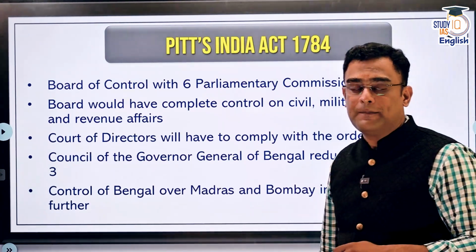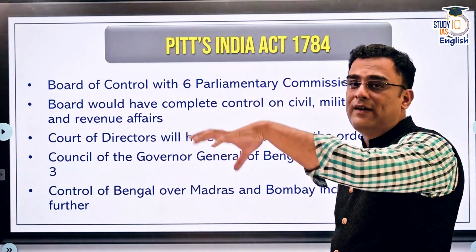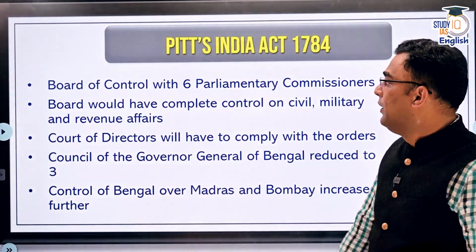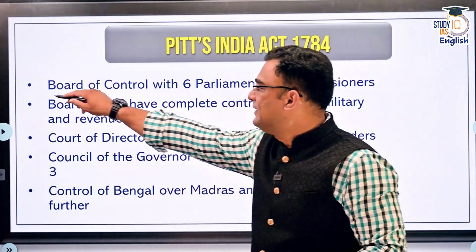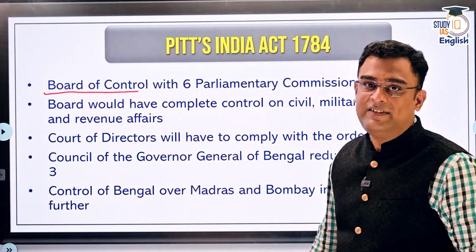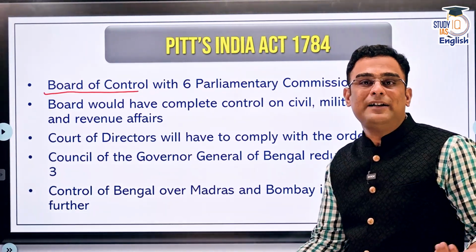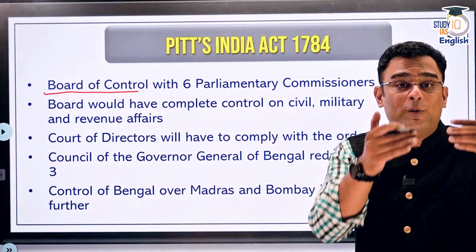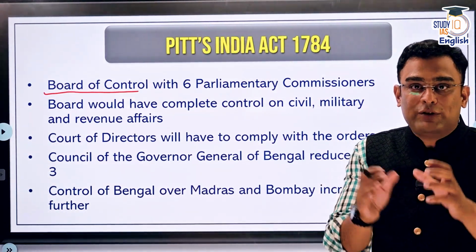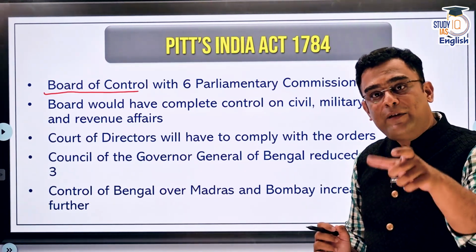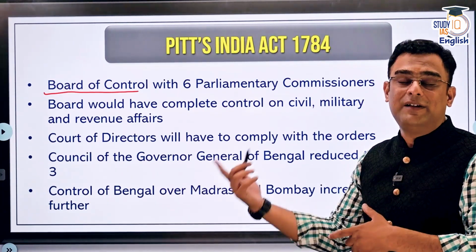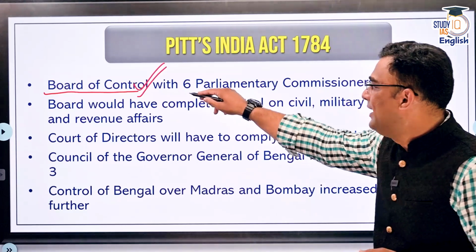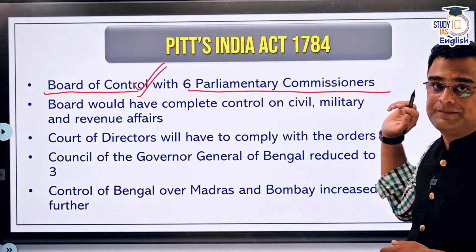Now, what did this act do? The earlier act was focusing on India alone. Now, they are trying to tweak certain things in London. Hence, a new body is created to watch over East India Company. The Parliament does not meet every day, and it is not possible for the entire parliament to have an oversight over East India Company. So they need a structure in between. Just like we have different committees in our parliament, similarly here, a special body is created called the Board of Control, which will have 6 parliamentary commissioners.